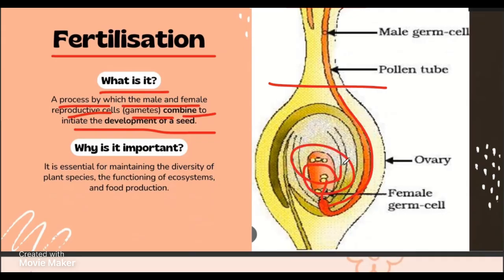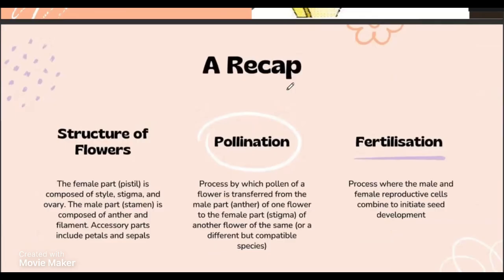It means the fusion of male and female reproductive cells so that the seeds can develop. Why is it important? It is essential for maintaining the diversity of plant species, functioning of ecosystems and food production. So it is important because we have to maintain the diversity in the plants. Next, this is the recap of what we have learned in the process.